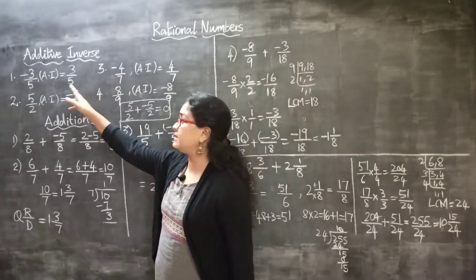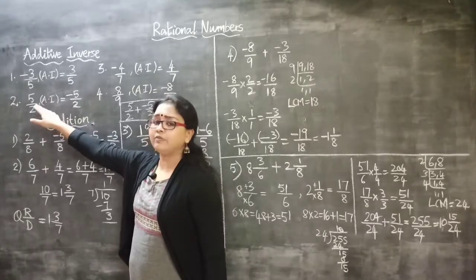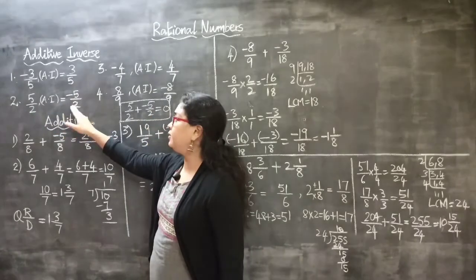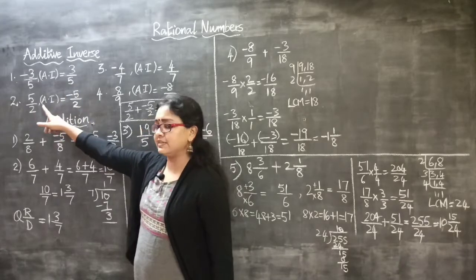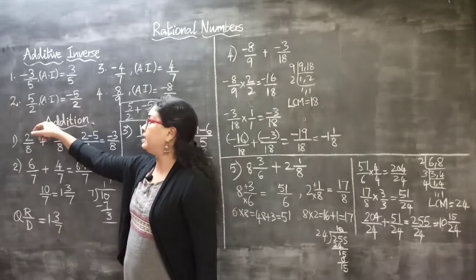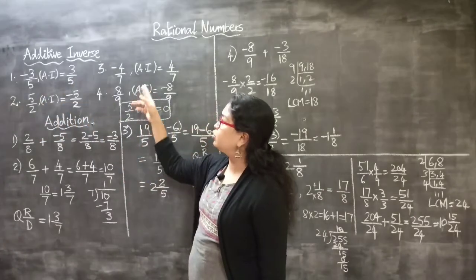So 3 by 5 is the additive inverse of minus 3 by 5. 5 by 2 is an additive inverse of minus 5 by 2, and minus 5 by 2 is an additive inverse of 5 by 2. So when it is positive, we have to change it into negative, and when it is negative, we have to change it into positive. That's what I have done here in the two more examples.